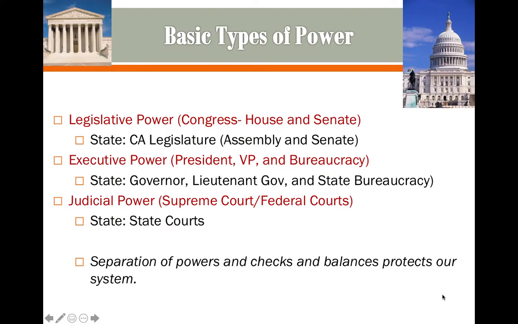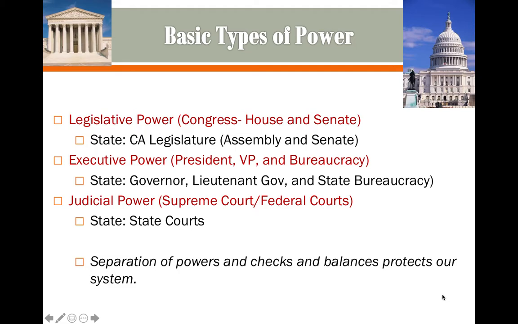We have basic types of power. We have the legislative power, the executive power, and the judicial power. Those are the three branches of government. The legislative, we also have House and Senate, so we have two houses in the legislature that make up laws. Much like in Parliament in England, they have the House of Lords, the higher house, like the Senate, and they have the lower house, the House of Commons, like our House of Representatives, which are called congressmen.